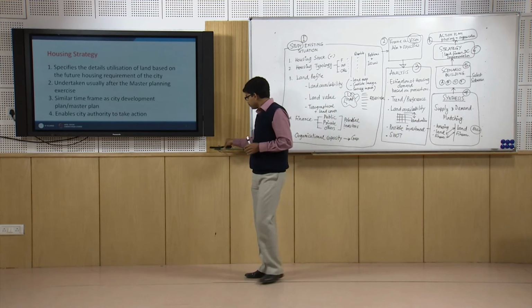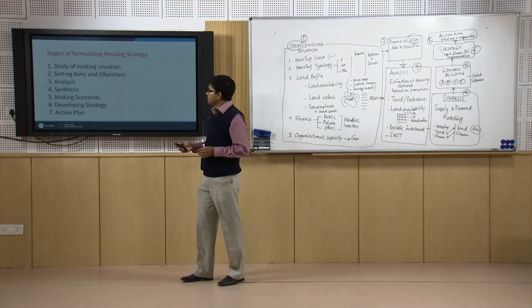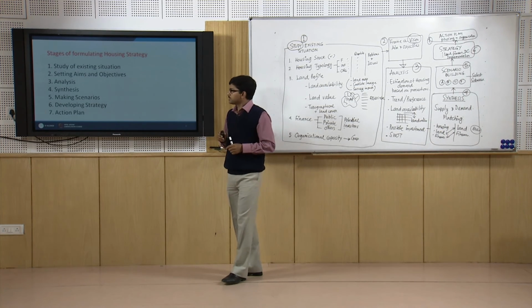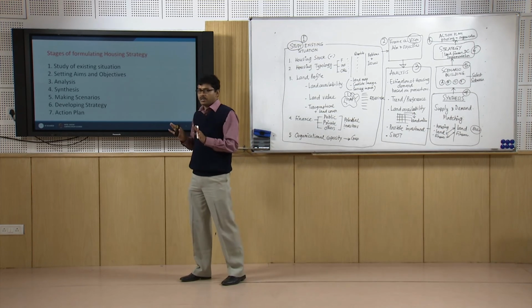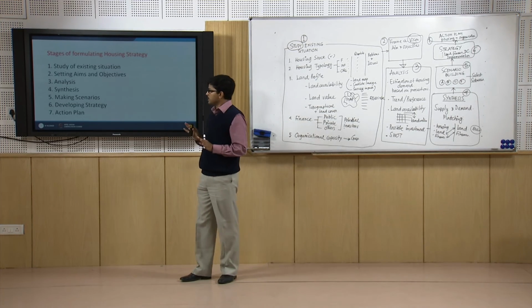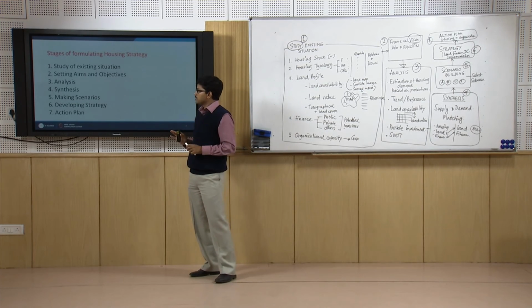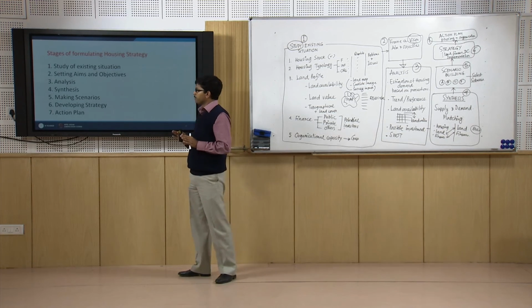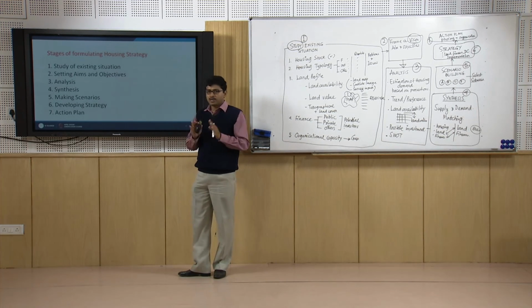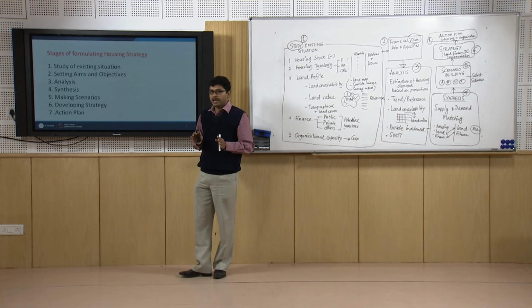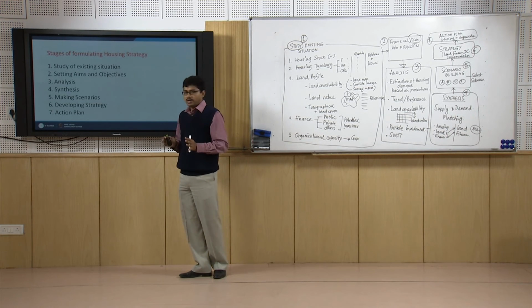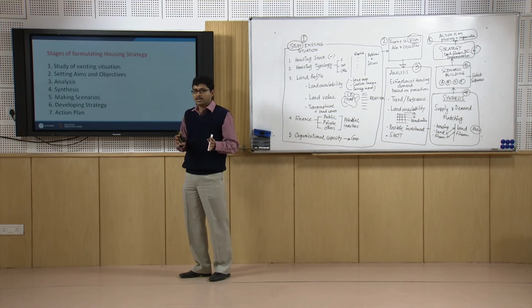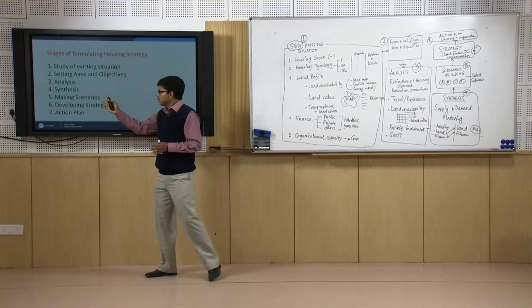So today we discussed the housing strategy formulation exercise and its fundamental stages. We said that it has 7 fundamental stages. The first stage is the study of the existing situation, second is setting aims and objectives, which we called the visioning exercise, third is the analysis. In the analysis we analyze various aspects of housing typology, land, finance, and the organization, and then we make a synthesis of the analyzed data to make future scenarios.